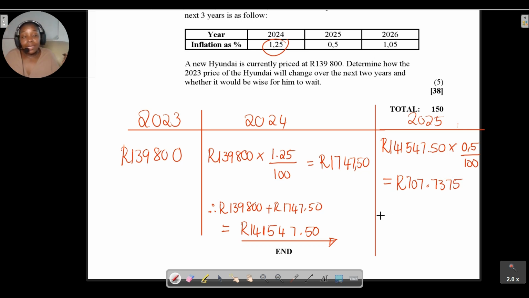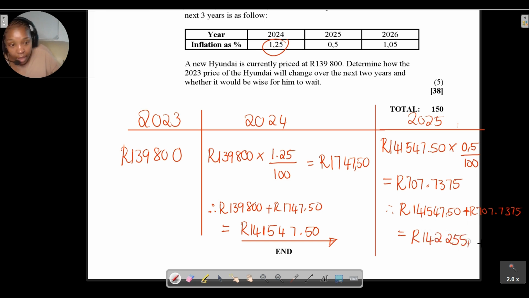707.7375. So it's already telling us that now the price is going to increase by 707.74 cents, meaning that the price for this car in 2025 will be 141,547.50 plus 707.7375. I'm not rounding off, right? And that is going to be 142,255.24. I'm just rounding off now to 2 decimal places, and that's the answer.